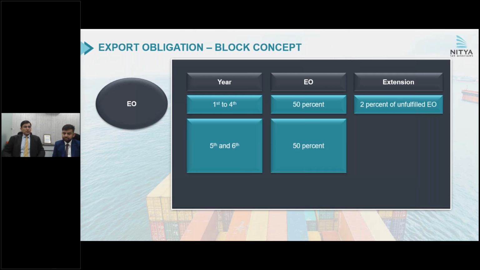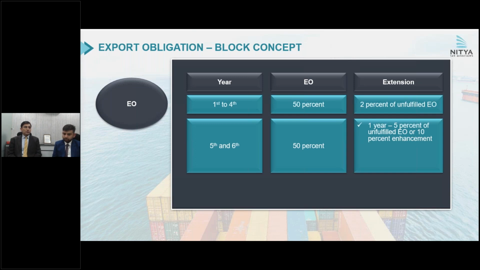For the fifth and the sixth year, the balance 50% needs to be fulfilled, and the same can be extended for a year if you pay 5% of the unfulfilled export obligation or 10% of the enhancement in the export obligation. So if you want another extension for one more year, then 10% of the unfulfilled export obligation needs to be paid, or there will be an enhancement of 20% in the export obligation.